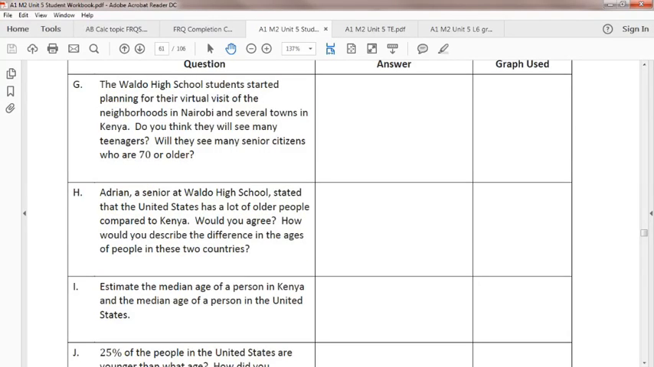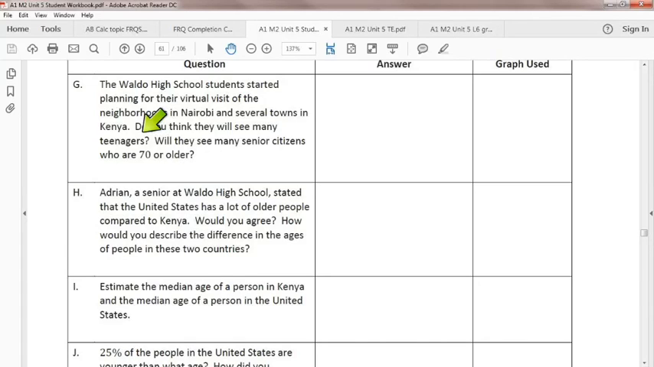Okay, now we got a different type of question. We're finally breaking away from that type of question. While the high school students are planning to visit the neighborhoods of Nairobi and several towns in Kenya, do you think they will see many teenagers? Yes. Will they see a lot of teenagers? Now, teenagers are between what ages? 10 and 20, right?